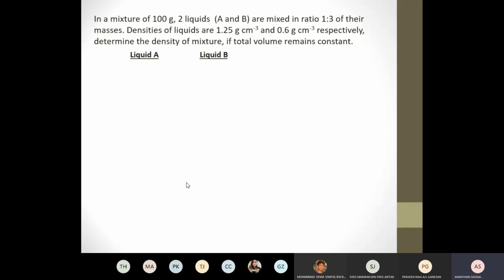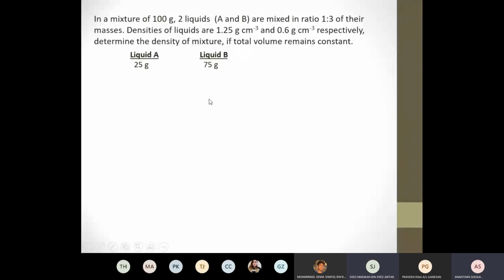So liquid A and liquid B. This is the first thing, the hint. Because it's 1:3 ratio, liquid A must be 25 gram composition in that 100 gram. Liquid B must be 75 gram. You want to find the new density. How do you find density? The total mass divided by total volume. Total mass we know is 100 gram.